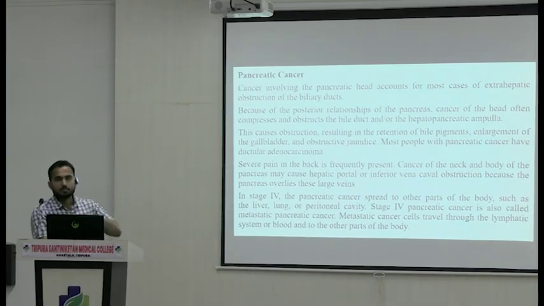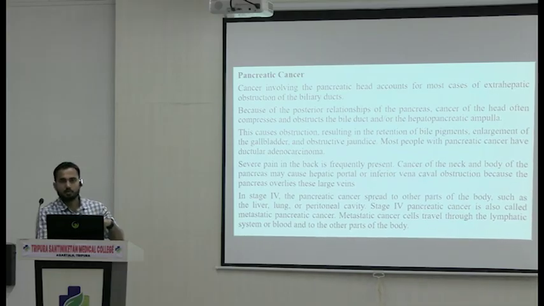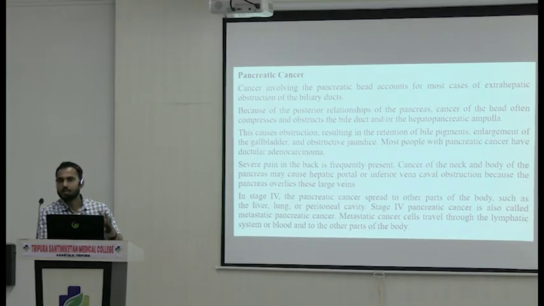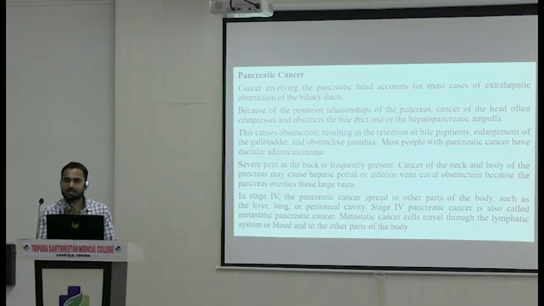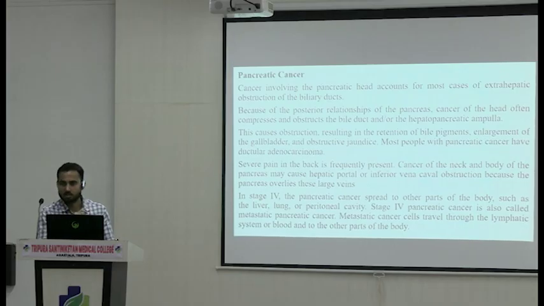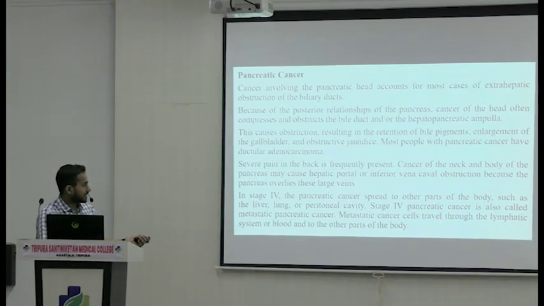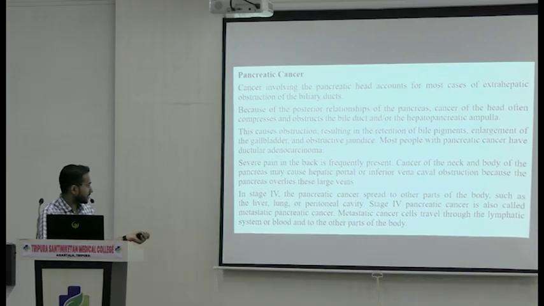Now, there are various stages of pancreatic cancer, 0 to 5. In that, stage 4 is the metastatic one, where the metastasis is taking place with the help of the lymph nodes and the venous drainage. Now, in case of stage 4, pancreatic cancer spreads into other parts of the body, such as the liver, lung and peritoneal cavity, where different organs are situated. So, stage 4 pancreatic cancer is also called metastatic pancreatic cancer, and the cells travel through the lymphatic system and blood into other parts of the body.